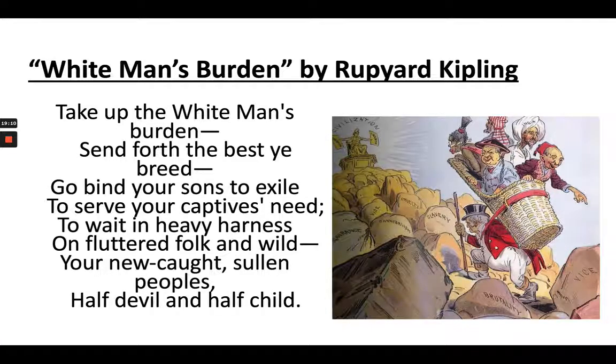Take up the white man's burden. Send forth the best ye breed. Go bind your sons to exile to serve your captives' need, to wait with heavy harness on fluttered folk and wild, your new caught sullen peoples, half devil, half child. Right? So Rupert Kipling, you may know him because he wrote the Jungle Book, right? This poem goes on. It has multiple stanzas. But this often serves as a shorthand to talk about the racial motivation of Europeans, right?